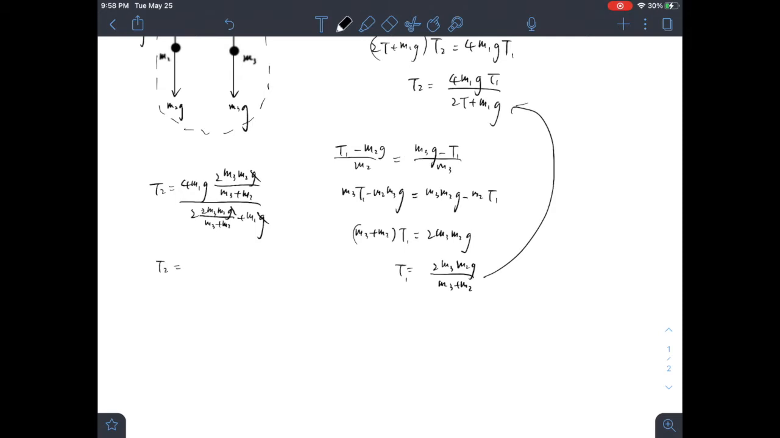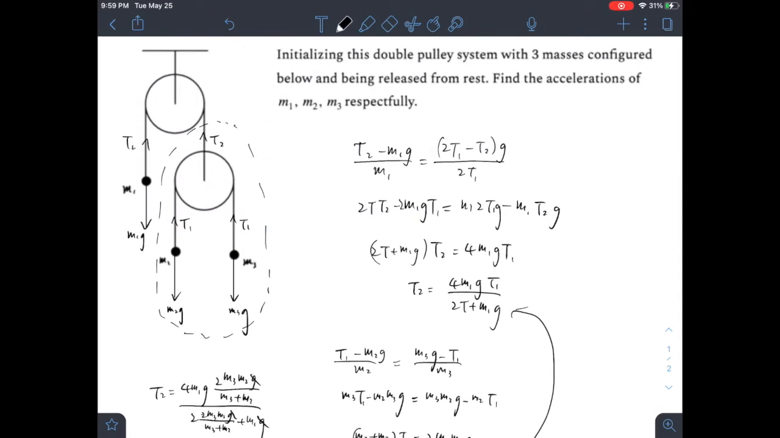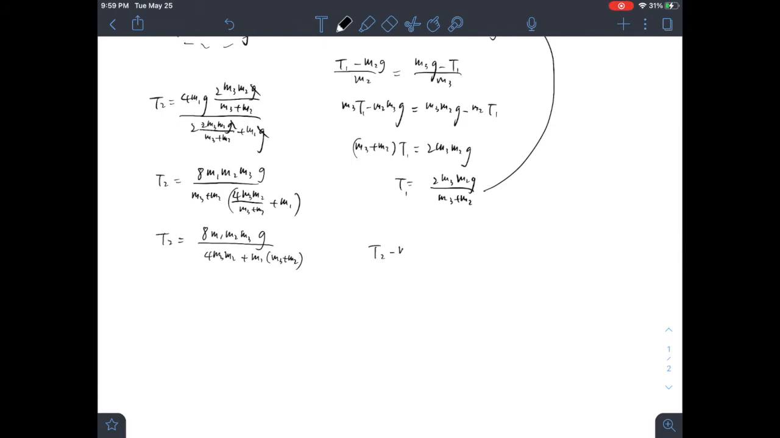We get T2 equal to 8 times m1 times m2 m3 g divided by (m3 plus m2) times (4 times m3 m2 divided by (m3 plus m2) plus m1). We forgot the g there, we need to add it on later. T2 is equal to 8 times m1 m2 m3 g divided by 4 times m3 m2 plus m1 times (m3 plus m2). So now we know the tension T2. Plug into the original equation, we can find the acceleration, which is (T2 minus m1g) divided by m1, which is a1, the acceleration of mass 1.